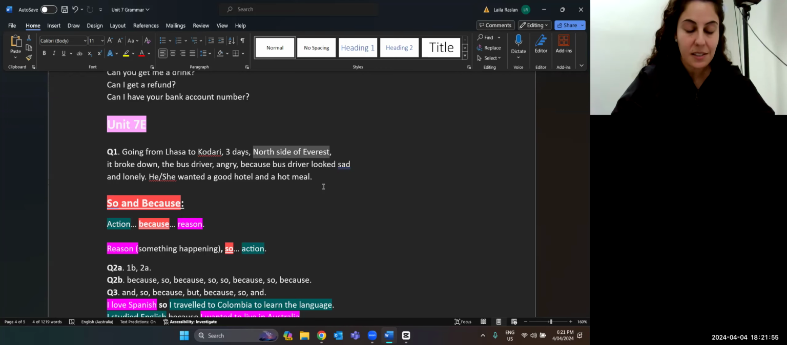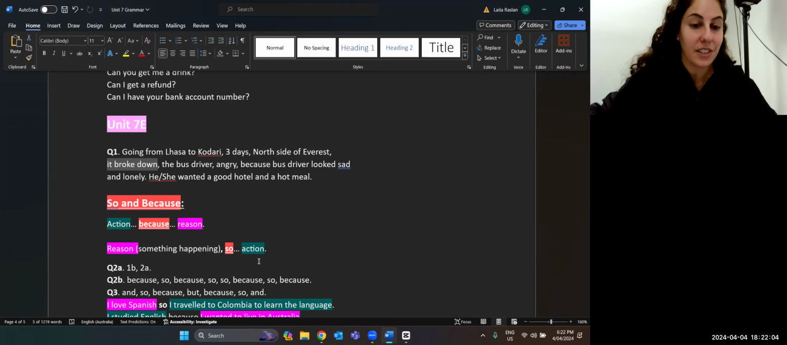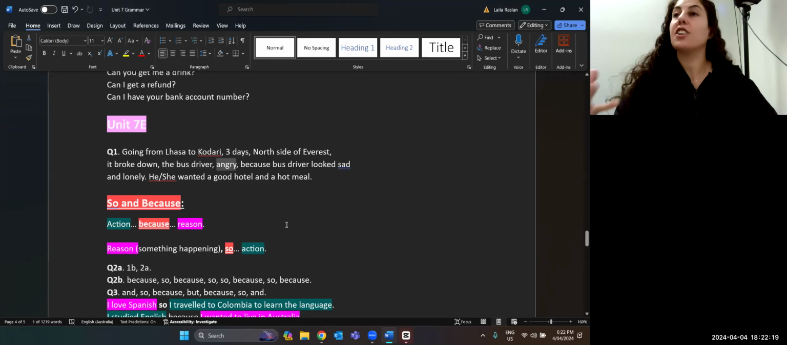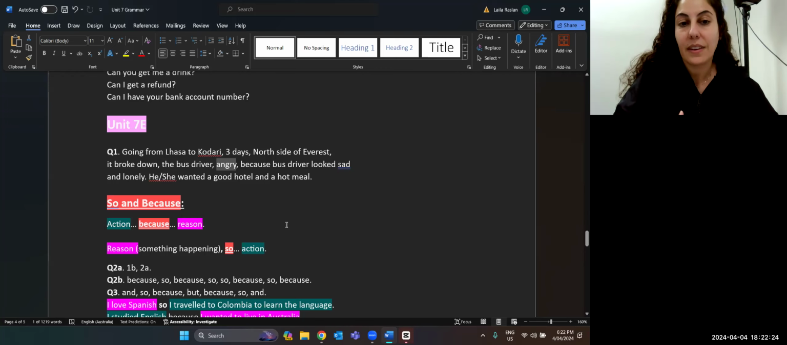What happened to the bus? So remember, what happened to the bus? It broke down. That means that the bus stopped working. It broke down. It wouldn't turn on. Who tried to fix the engine? The bus driver. Okay, the bus driver tried to fix the engine. How did the passengers feel? They were angry. So we need to use an adjective, a descriptive adjective. So they were angry.